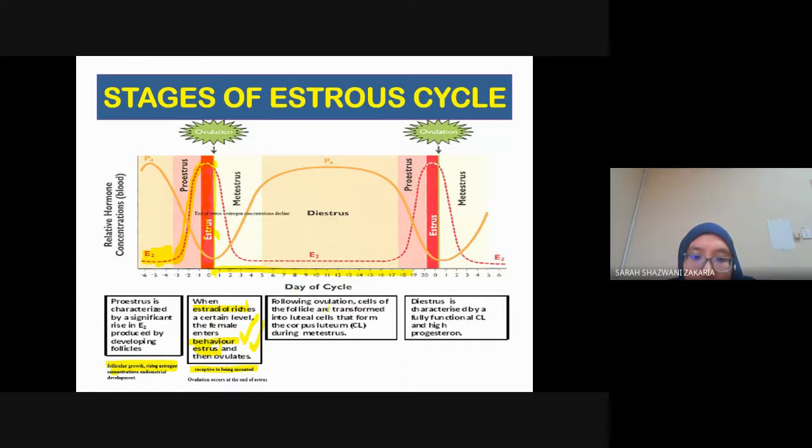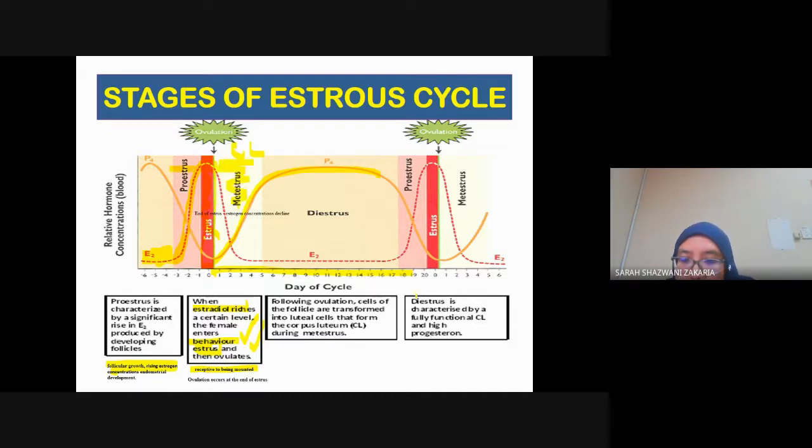Okay, next, these stages here, following day of cycle. Following ovulation here, cells of the follicles are transformed into luteal. So after ovulation, we understand that the corpus luteum is formed, and the CL will produce progesterone. Therefore, we can see here, from a low level, suddenly it will increase in concentration of progesterone. Okay, so corpus luteum transformed here. Metestrus.